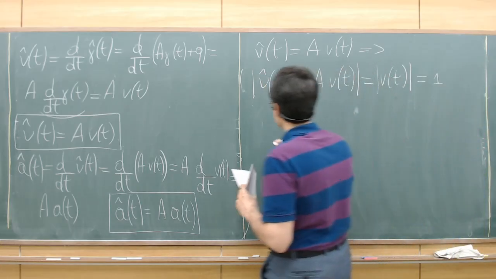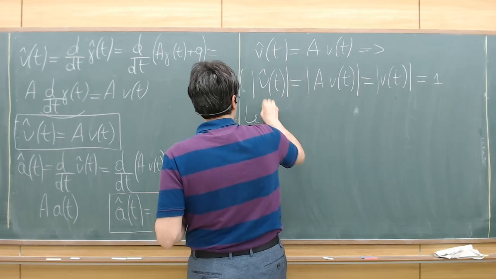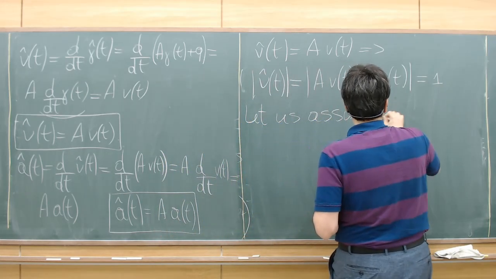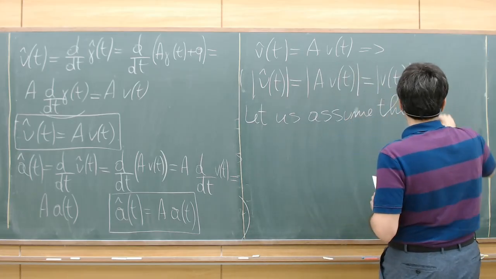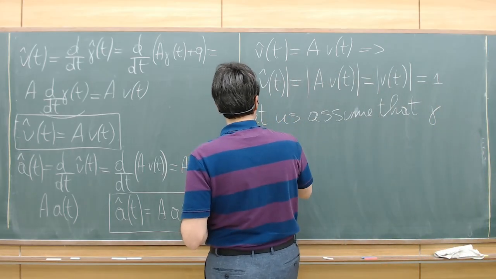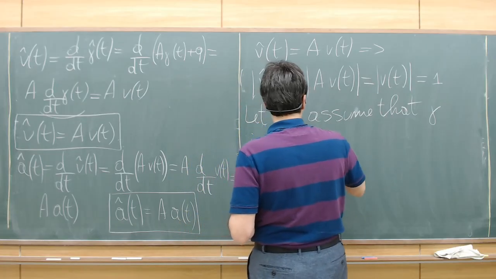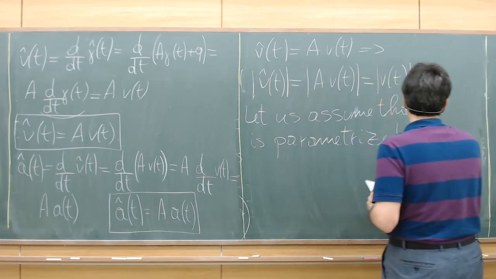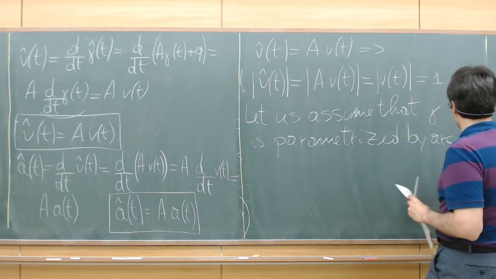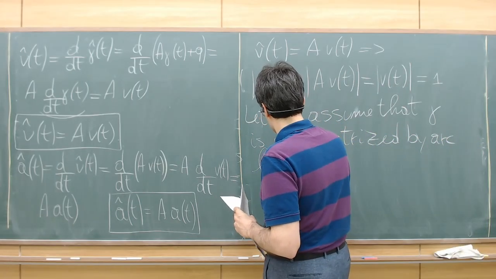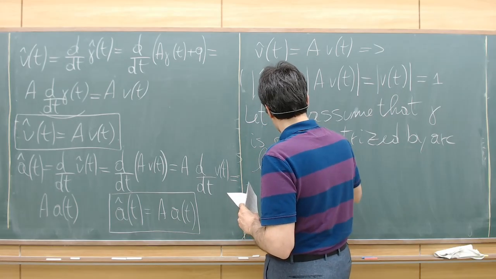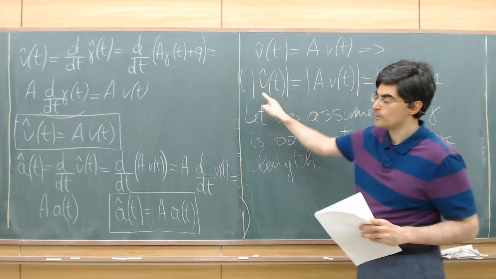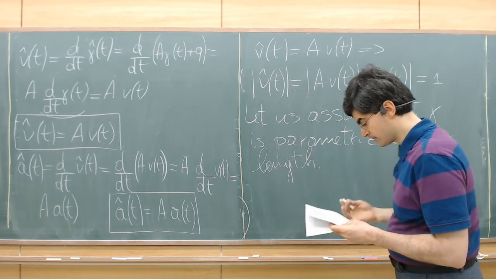So let's assume that gamma is parameterized by arc length. This way we can use this fact and we can simplify the computations.